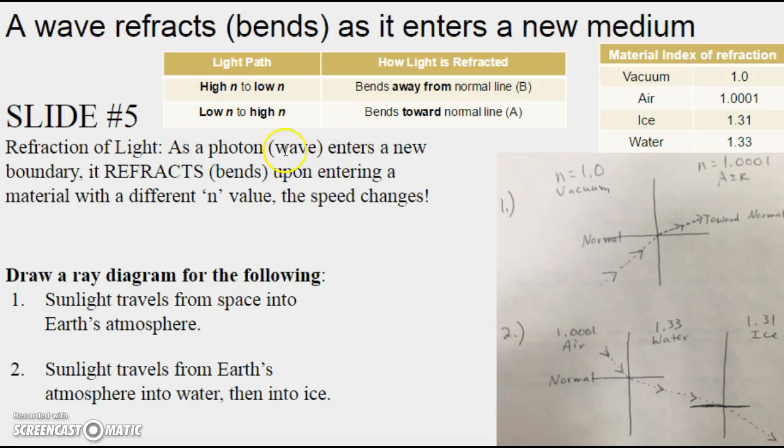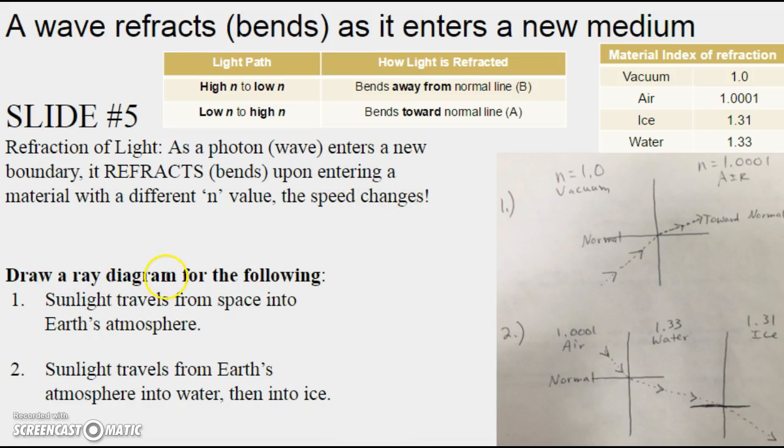And lastly, slide 5. Refraction. As a photon, as a wave enters a new boundary, it refracts upon entering a material with a different n value, and its speed changes as a result. So refraction is really just illustrating a change in speed. It refracts as its speed changes.